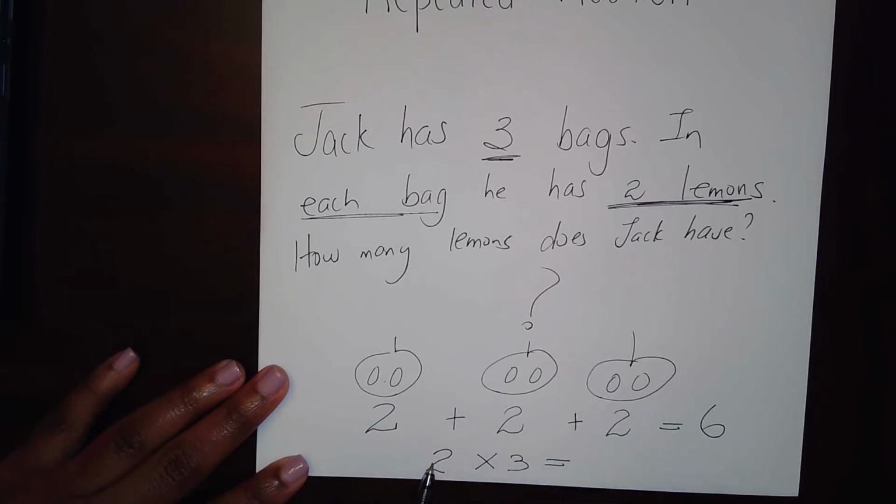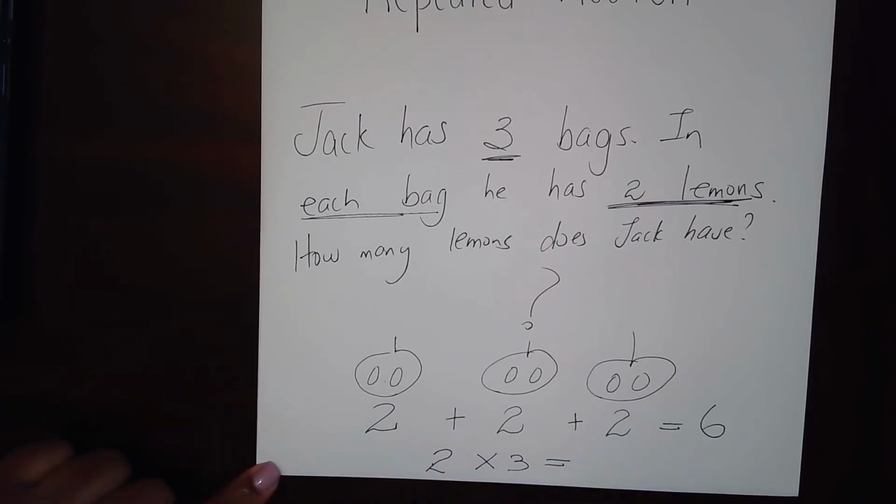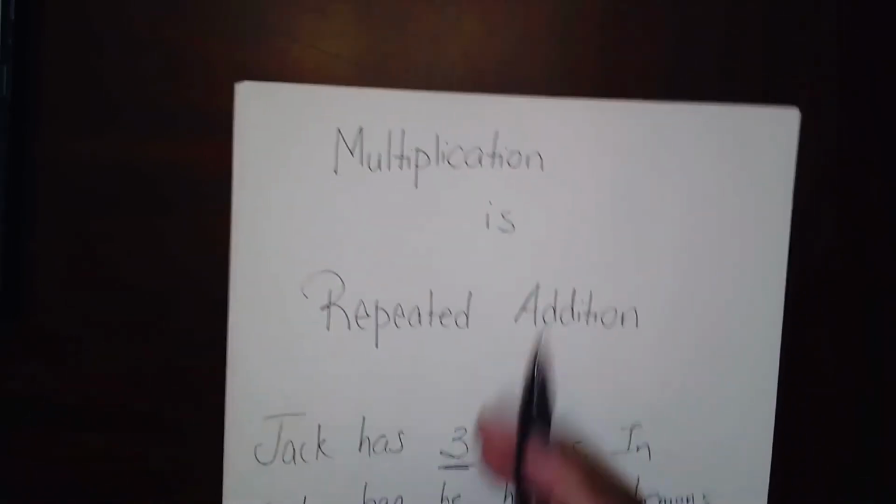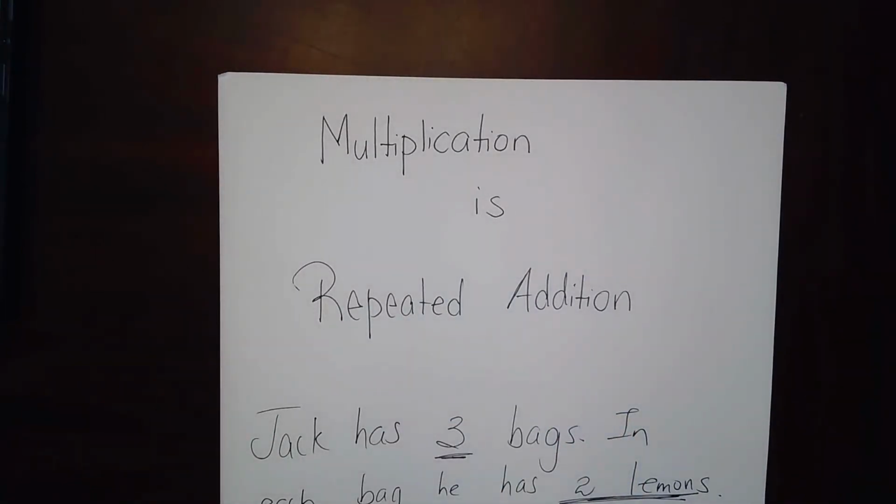Why do we have 2? Well, we have 2 because there are 2 lemons in each bag. And why do we have 3? Well, we have 3 bags. So 2 times 3 is 6. And there we have it, our very first example as to why multiplication is repeated addition.